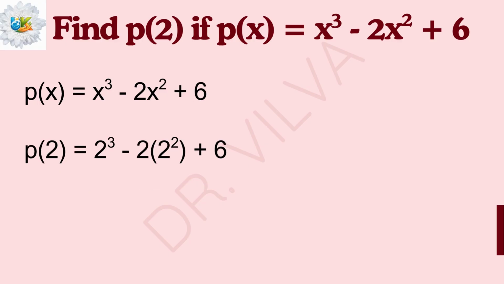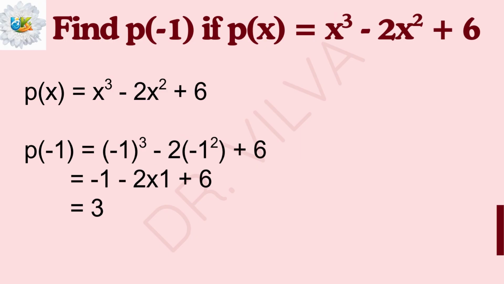We will get p of 2 is equal to 2 cube, I just replaced x as 2, minus 2 times 2 to the power 2 plus 6. If you simplify this, we'll get some constant, which is 6 in this case. Similarly, you can find p of minus 1. Just replace x with minus 1. We will get some answer.